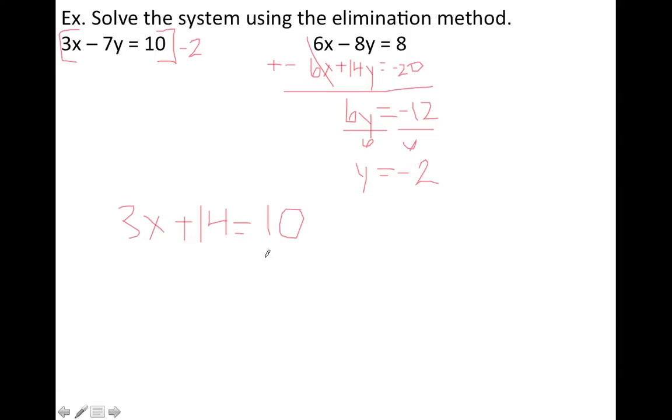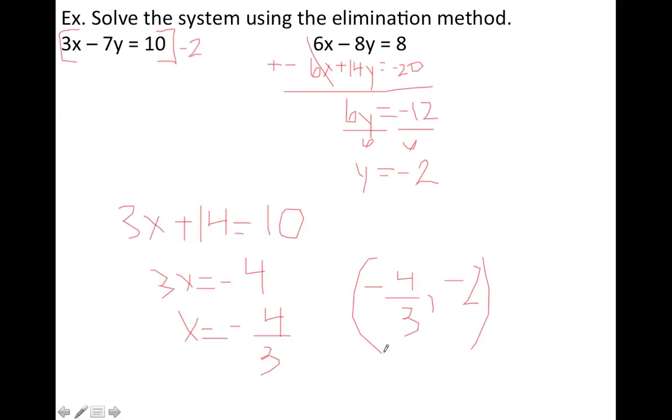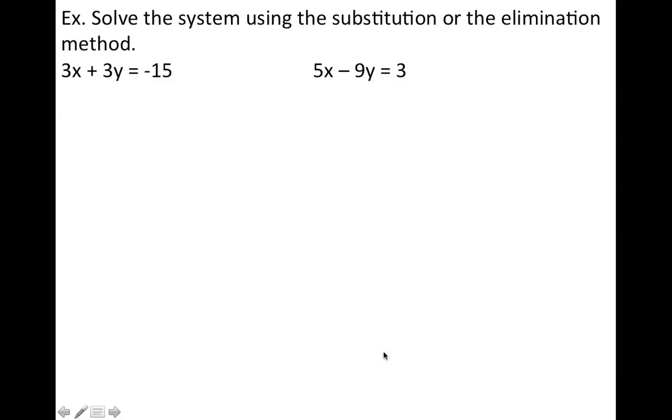Then we have to get x by itself, so we subtract 14 from both sides. So we get 3x equals -4, and then we divide both sides by 3, so we get x equals -4/3. So our solution is -4/3, -2. So that is our solution. So you go ahead, figure out which variable to eliminate, and eliminate it. Come back and we'll talk about your solution.